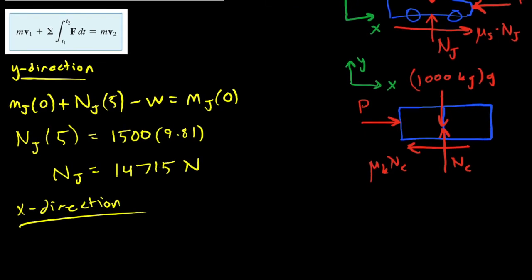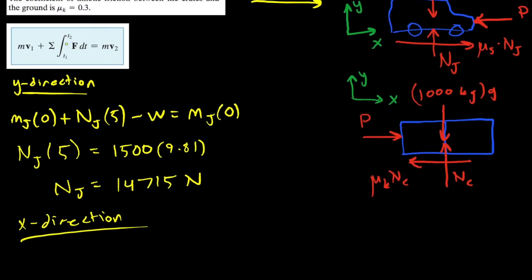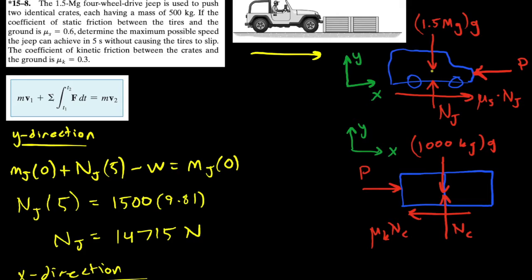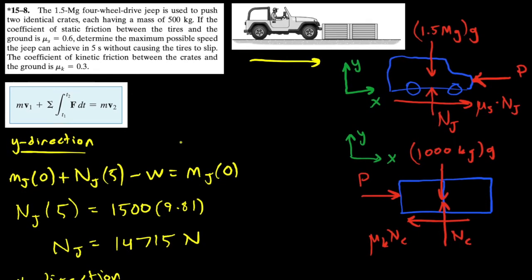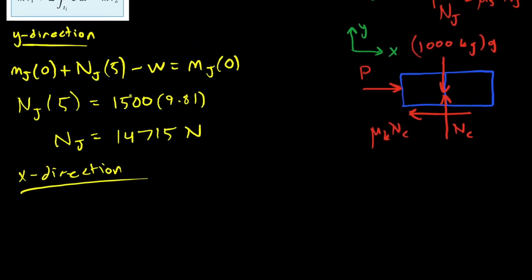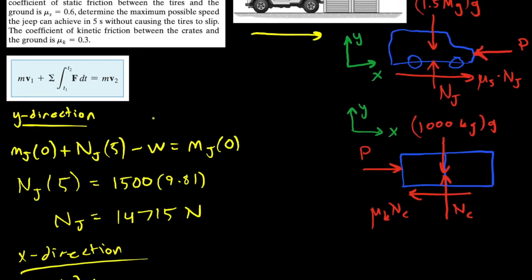And this will be similar. So we have the m times v1, which is the mass of the Jeep, times the initial velocity. And in the problem, it says that the initial velocity is 0 because we're starting at rest. So let's solve this. We have the mass of the Jeep, which is 1,500, times our initial velocity, which is 0, plus, let's see, what forces do we have?